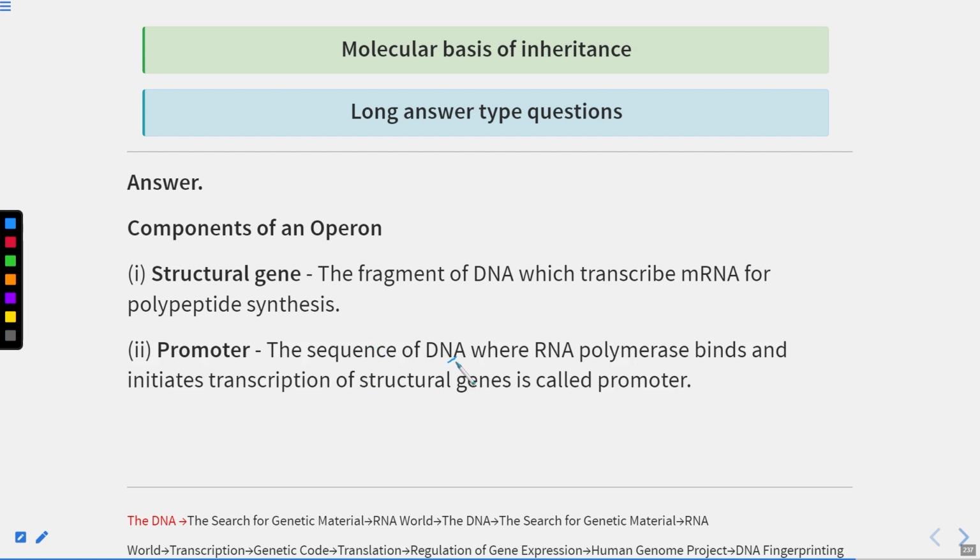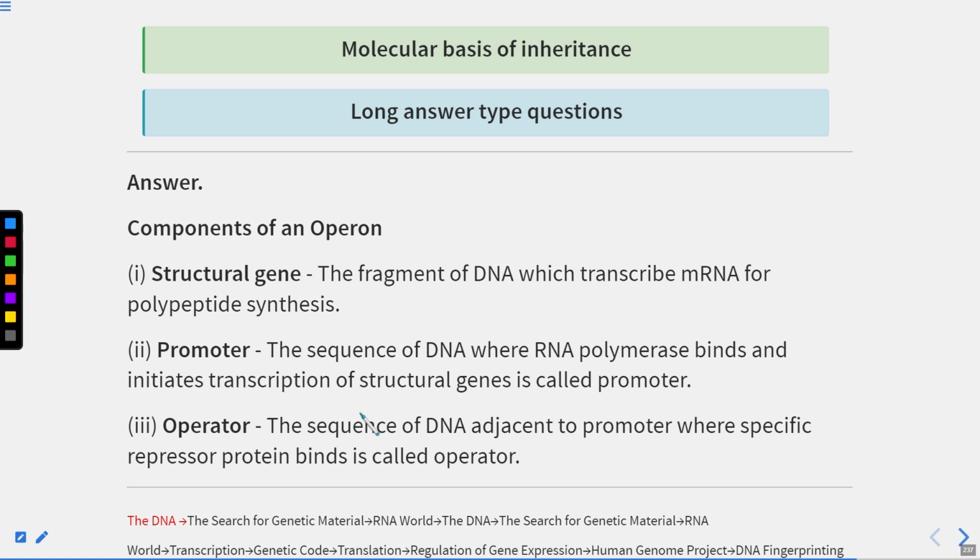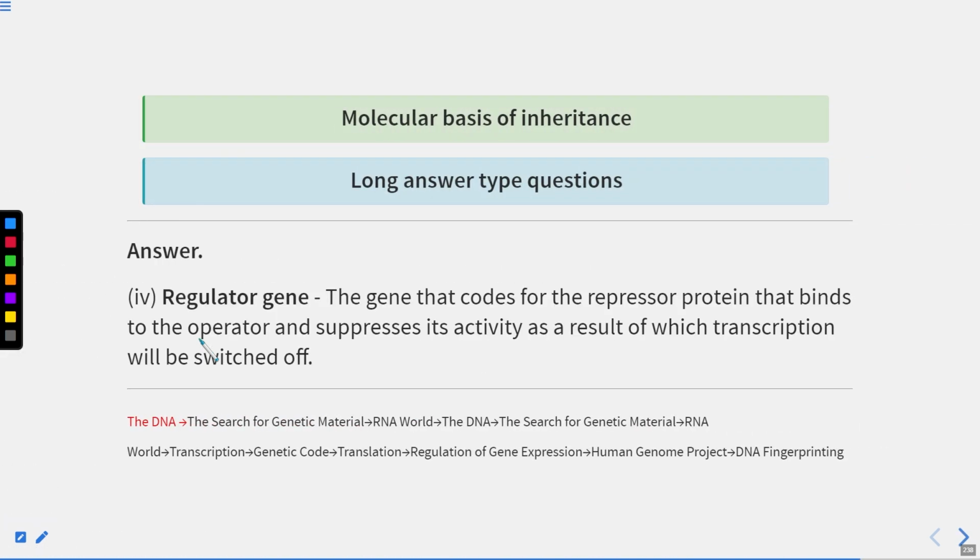Now, it also consists of a promoter region. So, what is the promoter? It is a sequence of DNA where RNA polymerase binds and initiates the transcription of the structural genes. So, this is known as promoter. And what is operator? Sequence of DNA adjacent to the promoter. So, operator is present adjacent to the promoter where specific repressor protein binds. Alright, so this is known as operator. So, repressor protein binds at the operator. This you have to remember. And it is present adjacent to the promoter.